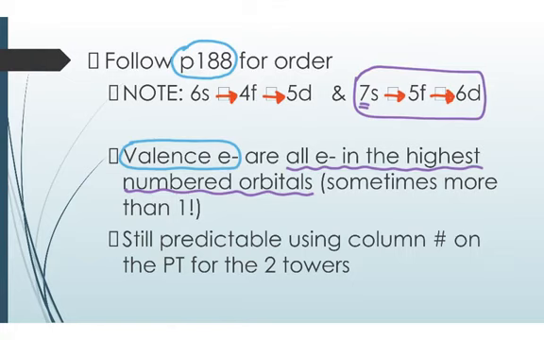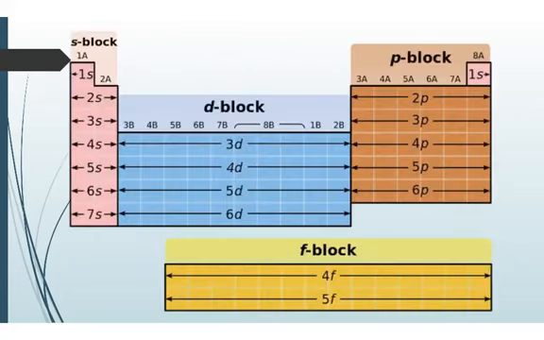If I had more than one orbital with the number 7, I would count all of the electrons in all of the orbitals with the number 7. With the 2 towers on the periodic table, so the tower to the left and to the right of our transition metals, we can still use column numbers to predict valence electrons. So we'll be able to do that same thing that we did with Bohr-Rutherford diagrams. We'll do it with quantum as well, which is pretty handy. We can check our work.